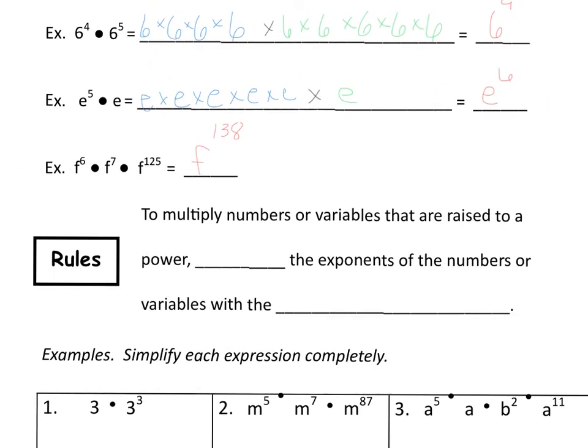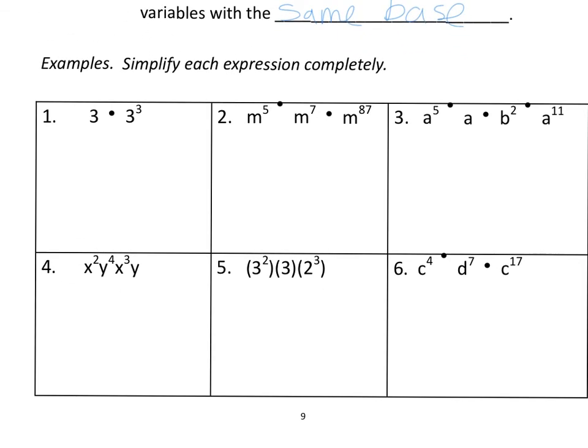Notice when we had 6 to the 4th, 6 to the 5th, and we multiplied them, we got 6 to the 9th. Or e to the 5th times e to the 1st, you get e to the 6th. So if we have f to the 6th and f to the 7th and f to the 125th, we got f to the 138th. The hope is that by this point you have noticed that to multiply numbers or variables that are raised to a power, add the exponents of the numbers or variables with the same base. The important thing to note is they have to have the same base. If the base is different, you can't put them together.